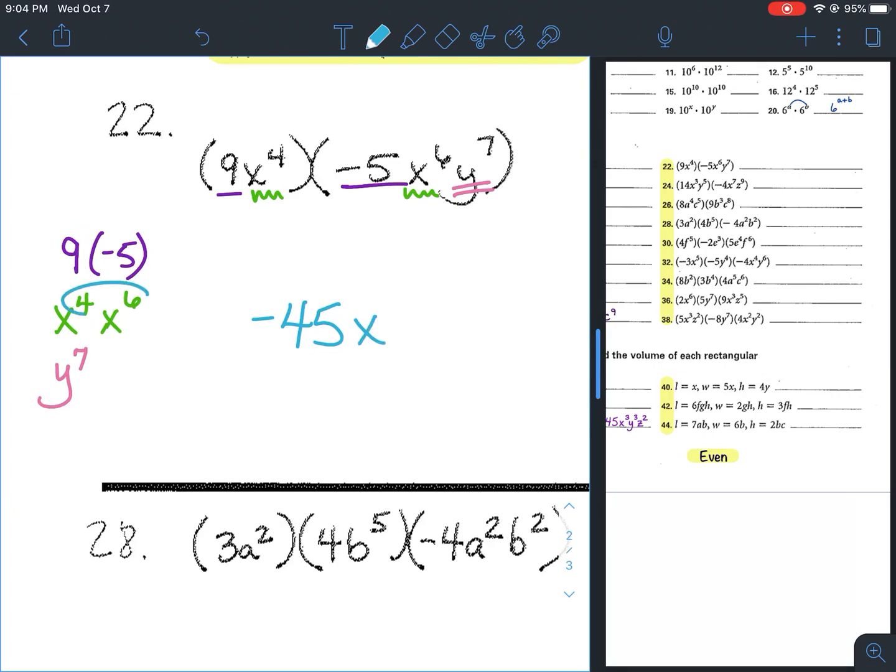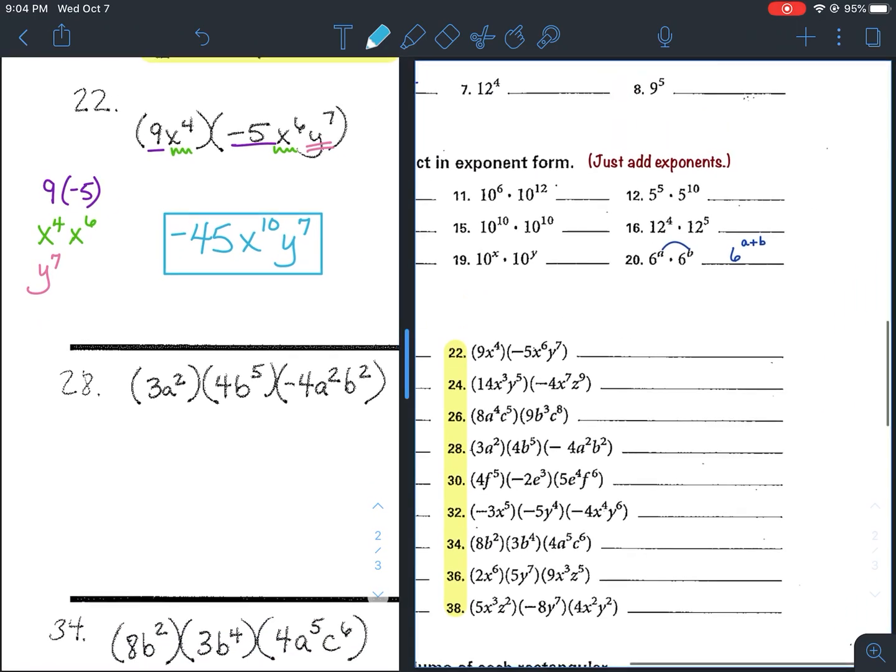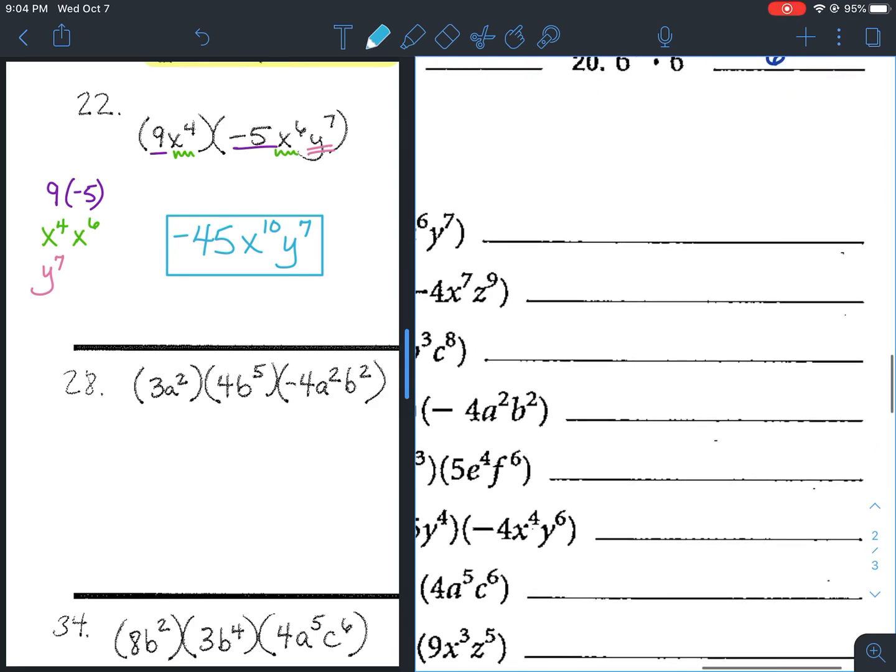For the x terms, I add these exponents. 4 plus 6 is 10. And there's only one y term, so it's y to the seventh. So my final answer to number 22 is -45, x to the 10th, y to the 7th. So now I'm going to come over to my regular paper and copy my answer. -45, x to the 10th, y to the 7th. Be very careful when you transfer your answers. Very careful.